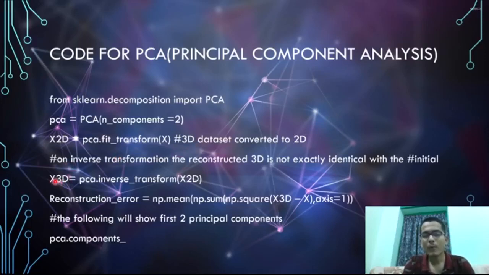So what if we again want our 3D dataset back? Then we do PCA dot inverse transform X2D. If we do it, there will be some reconstruction error. Why reconstruction error? Because you will not get back the exact thing again. Some amount of error you will get. What is that error? You can calculate it.